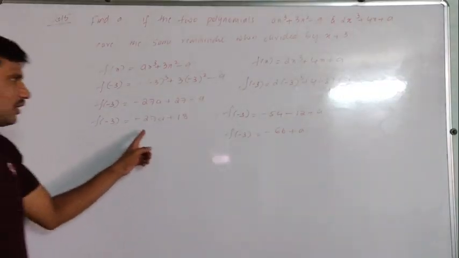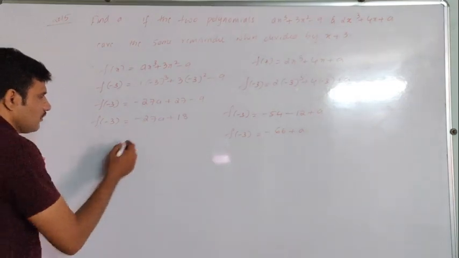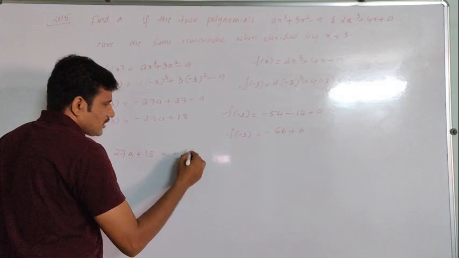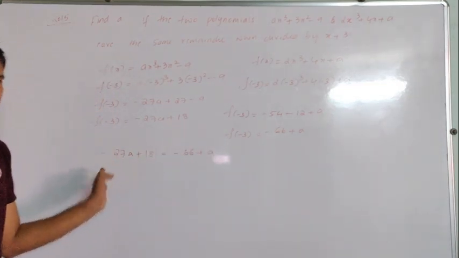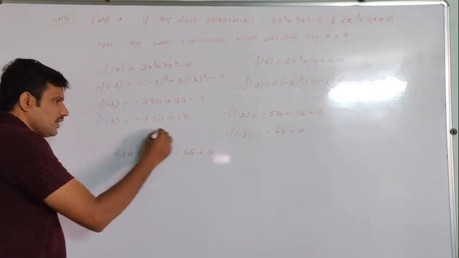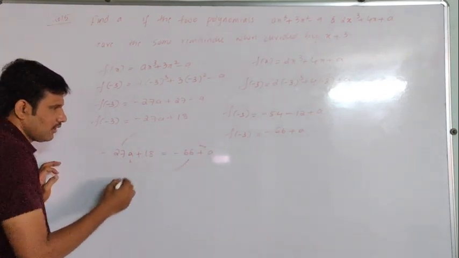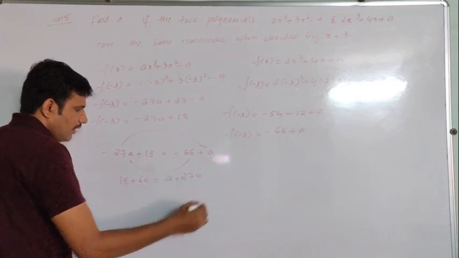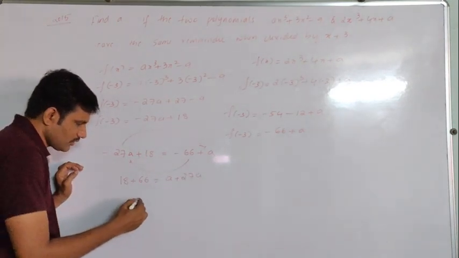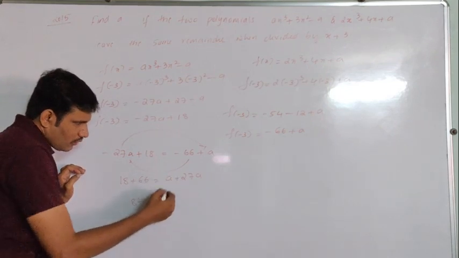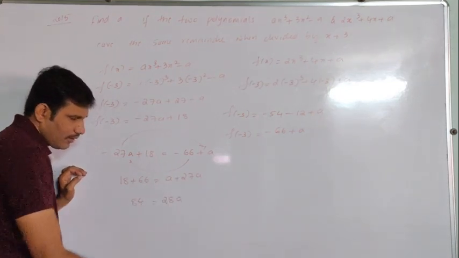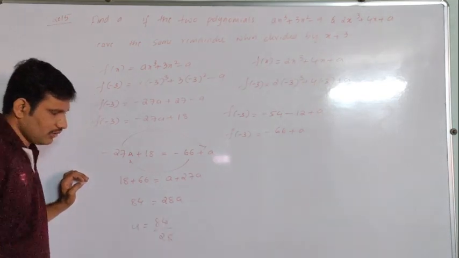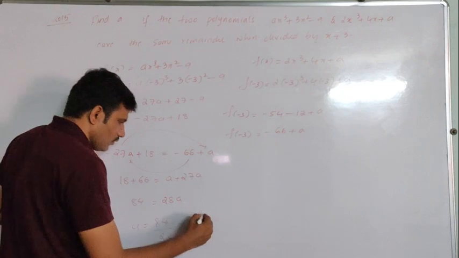Is it clear? Now in both cases the remainder will be the same. That is, minus 27a plus 18 is equal to minus 66 plus a. I will take minus 27a to this side and minus 66 to the other side. Now 18 plus 66 is equal to a plus 27a. 18 plus 66 is how much? 84 is equal to 28a. Now a is equal to 84 by 28, so a value is 3.